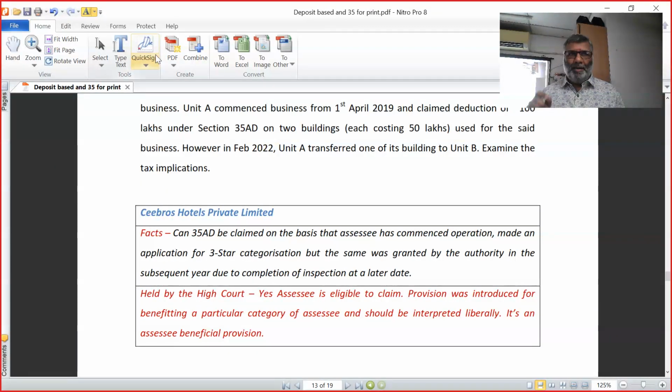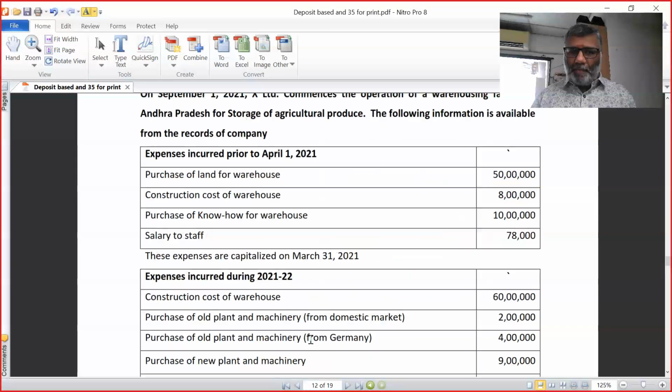Yes. The High Court said, look, the intention is investment. You want to promote investment, not that it has not at all been approved. Can 35 AD be claimed where the assessee has commenced the operation and made an application for 3-star category, but the same was granted by the authority in the subsequent year due to delay in completion of inspection? Yes, the assessee is eligible to claim. The provision was introduced for benefiting a particular category of entity and should be interpreted liberally. So even if the approval is late, it can be claimed.